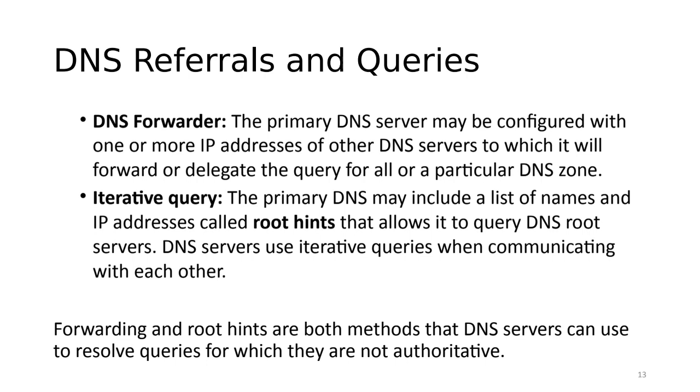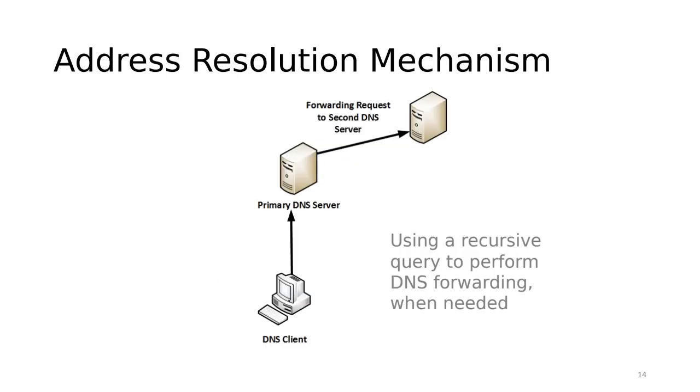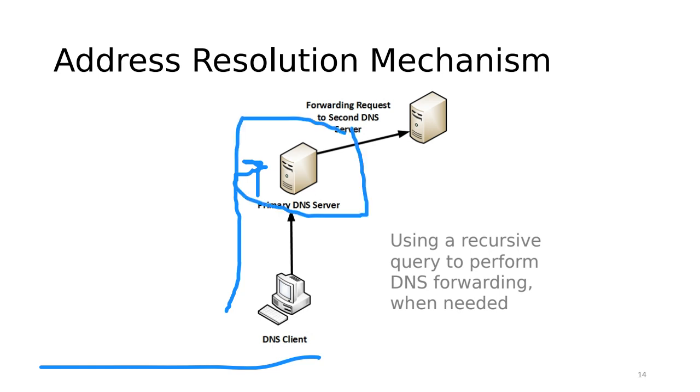Let's see the diagram. So here we have recursive. The client, very simple, sends the request to the DNS server. Okay. The DNS server takes full responsibility. If it has the information, it will send it back. If it does not have it, it will send it to a second DNS server, and then the answer will come back. Okay? This is called recursive.